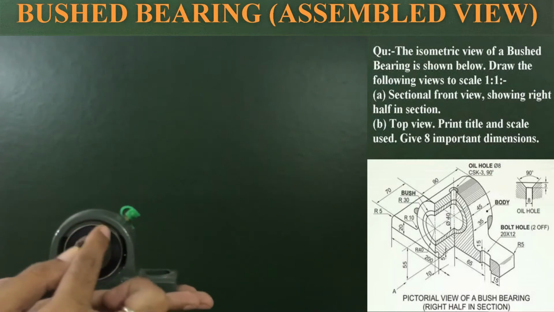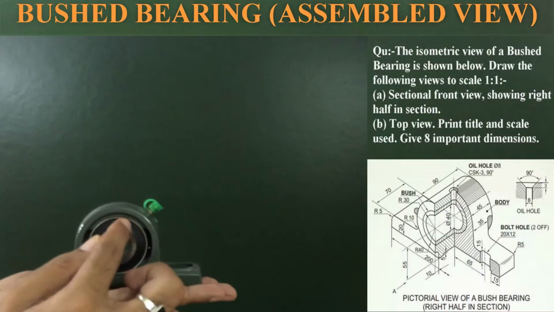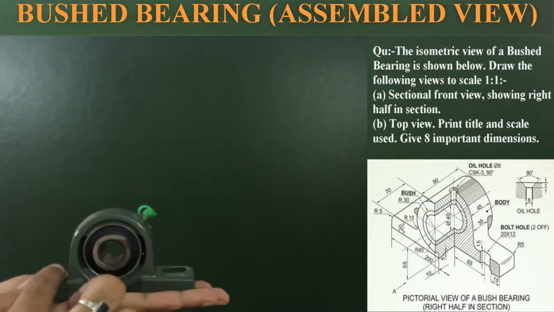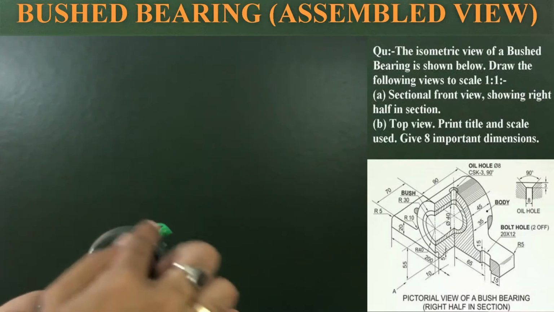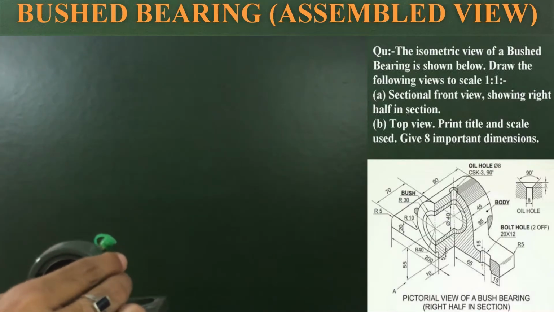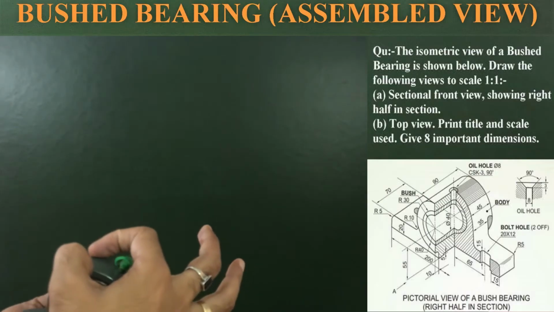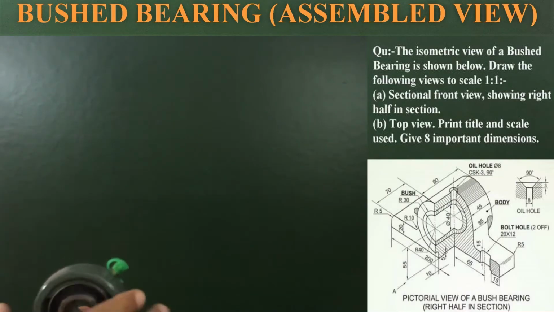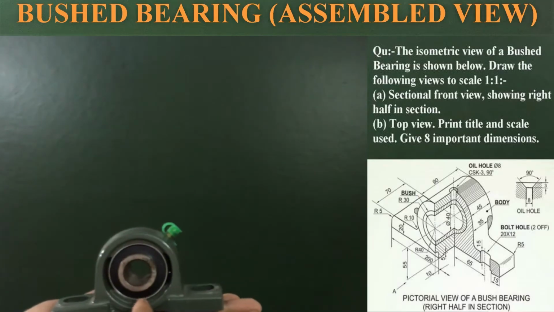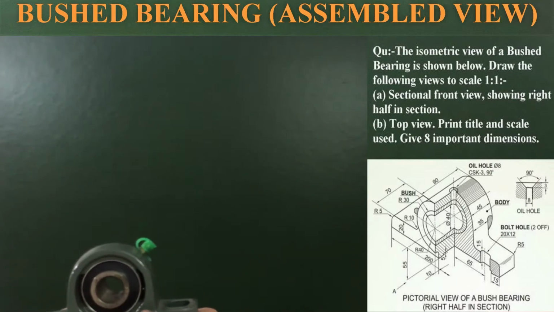Then the outer dia of the bush, here the radius given to us is 30, so dia is 60, and the outer dia of the body, the cylindrical part, is 40 radius, so the dia is 80. Now the total width of the upper cylindrical part is 90, and from the center or vertical axis, the distance of the center of the bolt hole is 65.